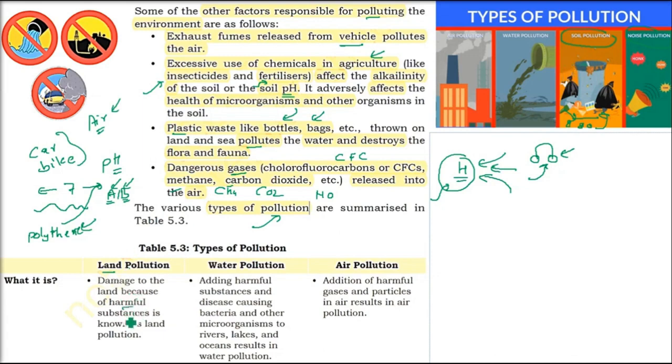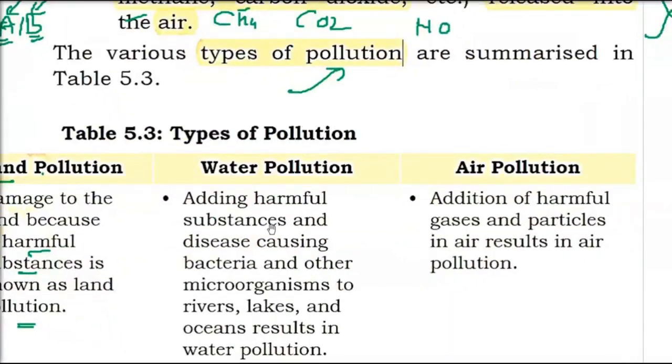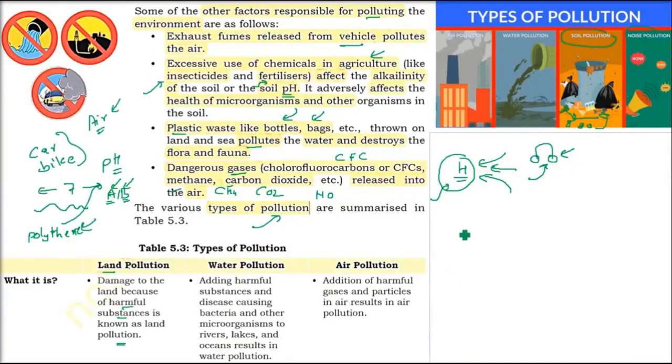So land pollution is the damage to the land because of harmful substances. Soil pollution causes soil degradation. What is water pollution? When we add dangerous and harmful substances, or disease-causing bacteria or any microorganisms, to water resources like rivers, lakes, and oceans, this is water pollution. So the clean water which Mother Earth has given us, we are polluting it.